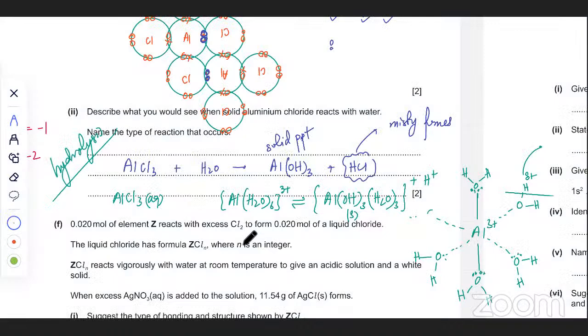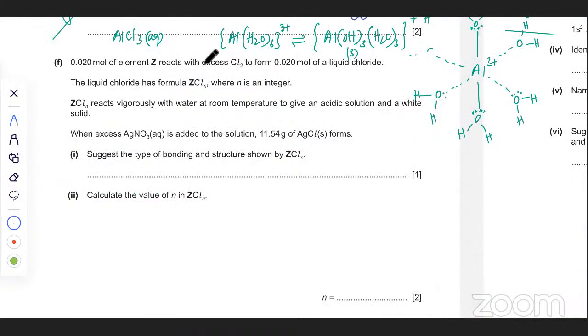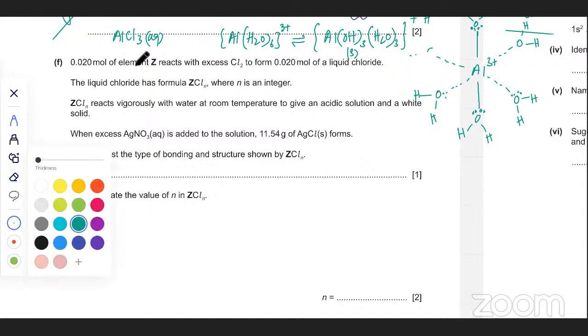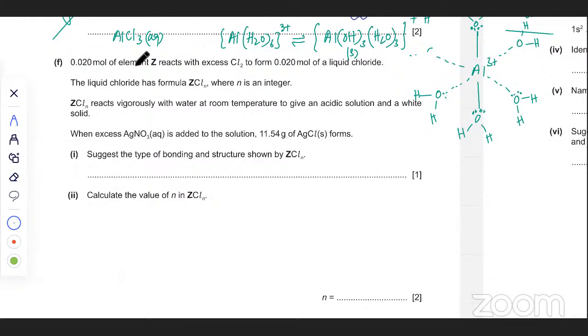Now, the moles question is that you've got 0.02 moles of element Z that reacts with excess Cl2 to form 0.2 moles of liquid chloride. This question kind of looks difficult. There's an element Z. Remember, this is the latest exam, and I haven't ever practiced any of these questions before. So 0.02 moles of element Z is reacting with Cl2, and they're saying that a liquid chloride has formed, ZCln, where n is an integer. ZCln reacts vigorously with water at room temperature to give an acidic solution and a white solid.